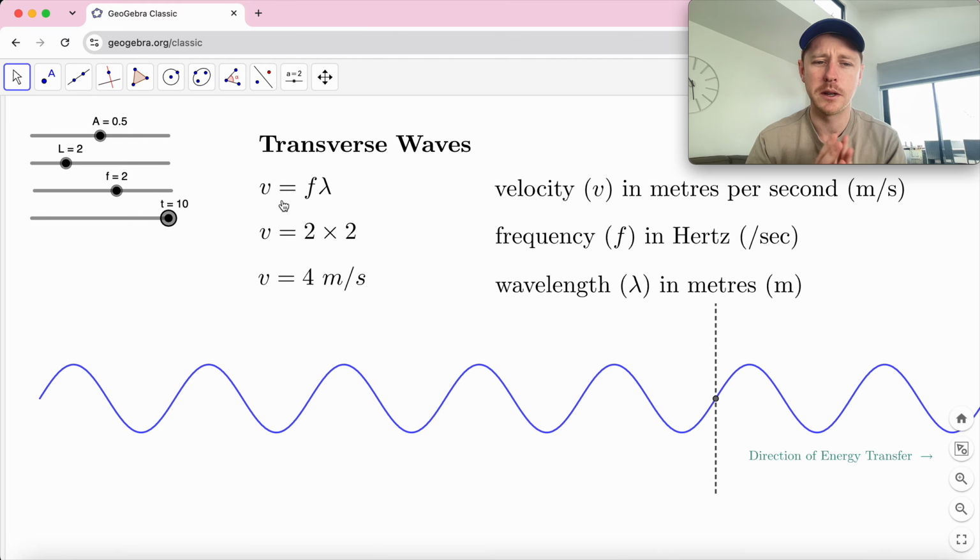It's a fascinating topic. I encourage you to think a little bit more about longitudinal waves. Sound is a longitudinal wave.